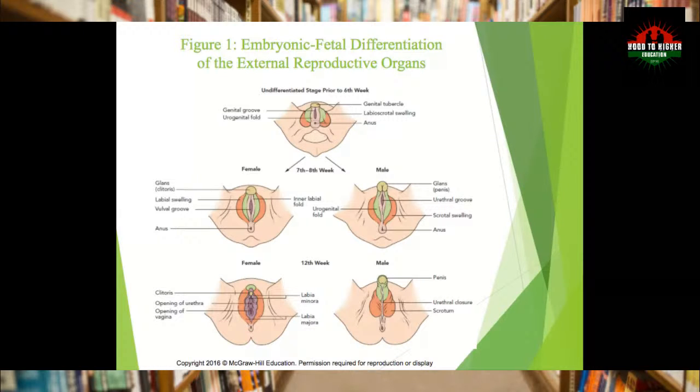So if it continues to develop as a female, you can see that the glans clitoris will start to form. Labial swelling, the vulval groove, and the interlabial fold will start to develop, right? If it develops into a male by that 7th or 8th week, you could see that the glans penis starts to form. You will see scrotal swelling. Now, by the 12th week, you can fully determine that it is a female or a male. The clitoris is usually all the way formed. The labia minora and labia majora are formed. For a male, the urethra will close, and the scrotum is completely formed.